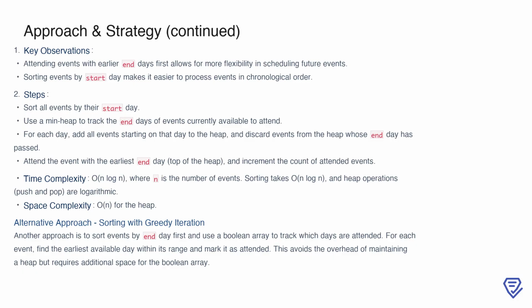On each day, we add all events that start on that day into the heap. At the same time, we remove any events from the heap whose end days have already passed, as they are no longer available. From the remaining events, we attend the one with the earliest end day, which is always at the top of the heap, and increment our count of attended events.